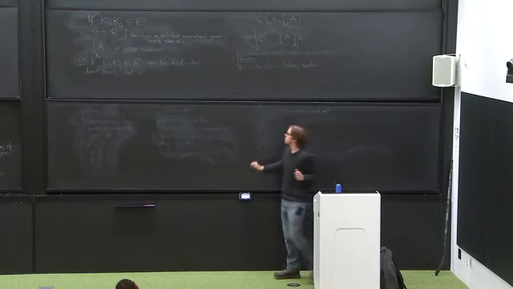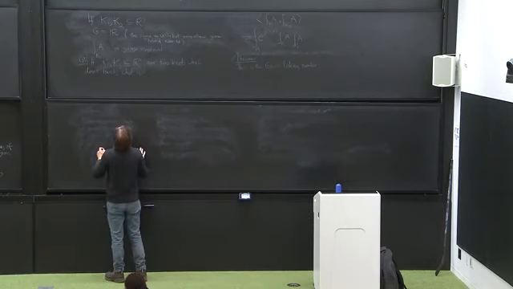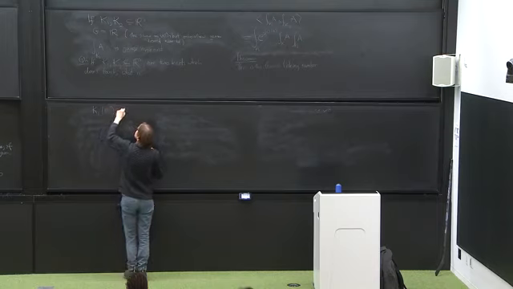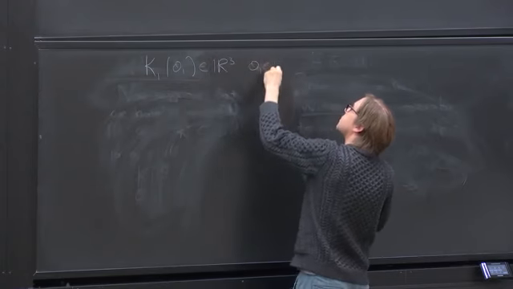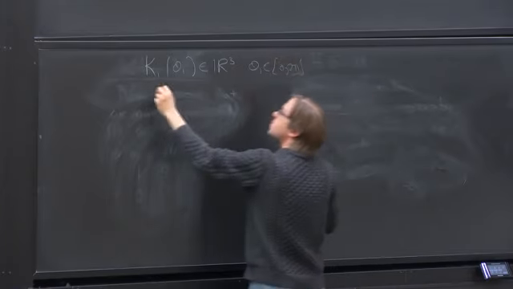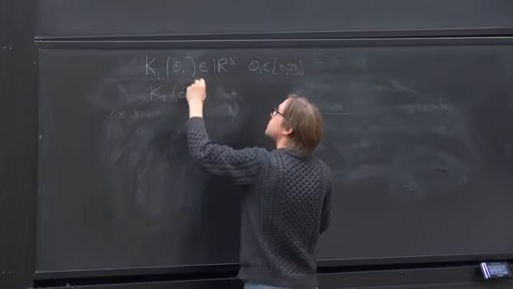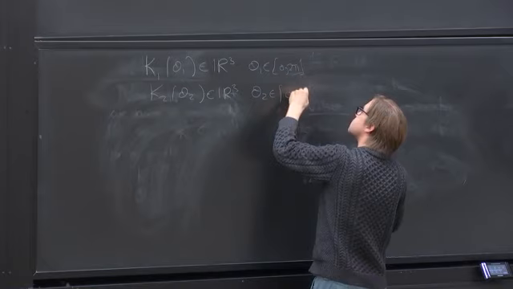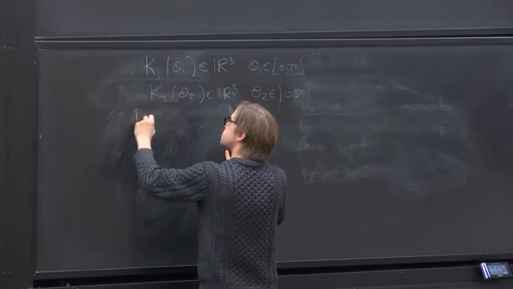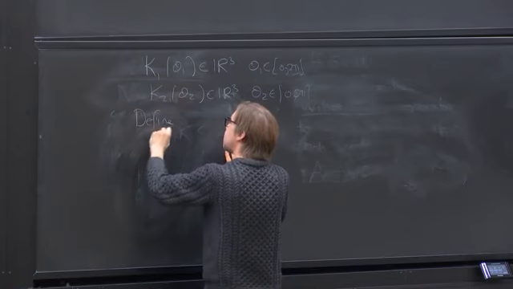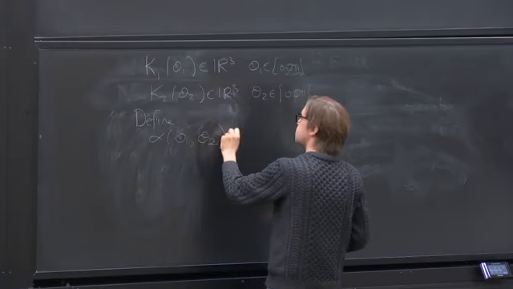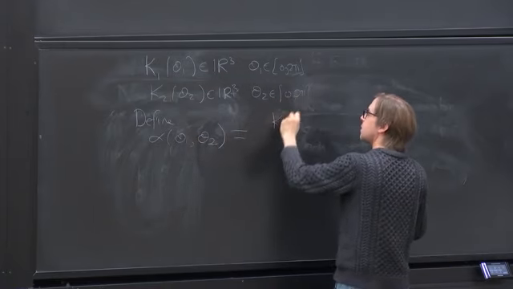Okay, so what is the Gauss linking number? So we have K1 of theta 1, which is in R3. So theta 1 goes from 0 to 2 pi. And similarly, we have K2 of theta 2. So I'm going to define alpha of theta 1, theta 2 to be, I'll write a formula.